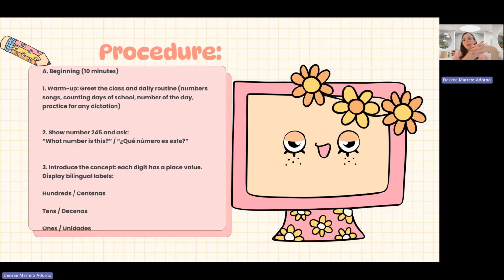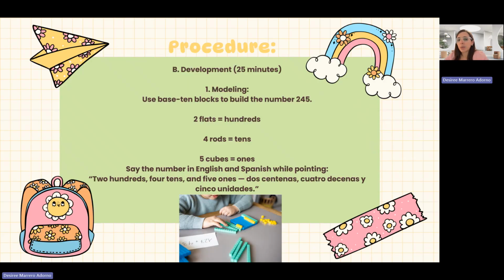Then I introduce the concept that each digit has a place value. We have the hundreds, las centenas, the tens, las decenas, and the ones, las unidades, I'm sorry. And I point to each of them. I use some color coding so they can associate the place of each digit and the name or the label in it. Then we keep going with the development.